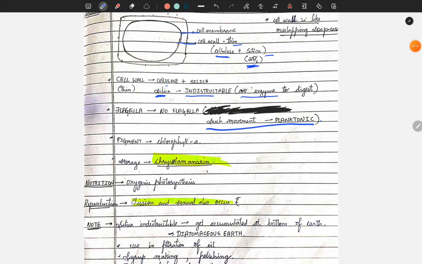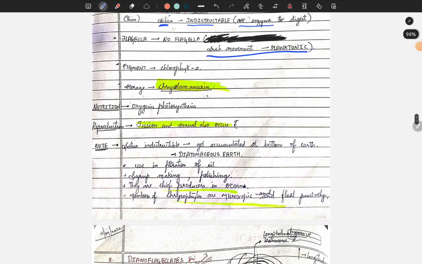Now coming to the nutrition of chrysophytes, that is mainly oxygenic photosynthesis. I'll explain this in detail in upcoming chapters. Now reproduction: fission and sexual reproduction also occur, because it has true reproduction, in the sense that sexual reproduction is also present. Note, guys, as I told you above, silica is indestructible and gets accumulated at the bottom of the earth.